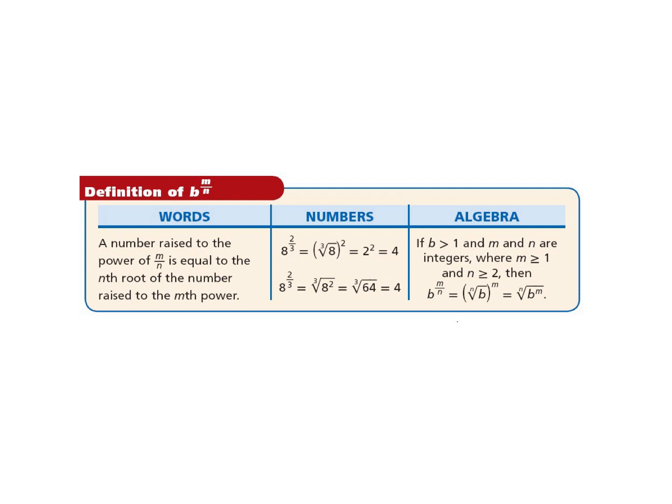Right here we have the expression. In this first one, they took the cube root first. In the second one, they squared first. They still got 4 as the answer. So if b is greater than 1 and m and n are integers, where m is greater than 1 and n is greater than 2, then you can write it either way. This is one way that we wrote it, and this is the other way that we have written it too.